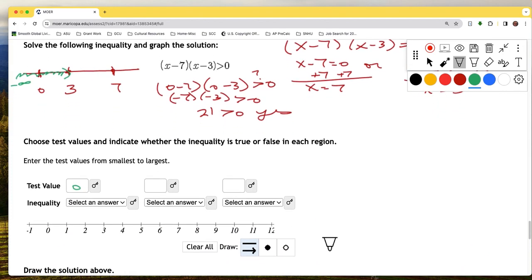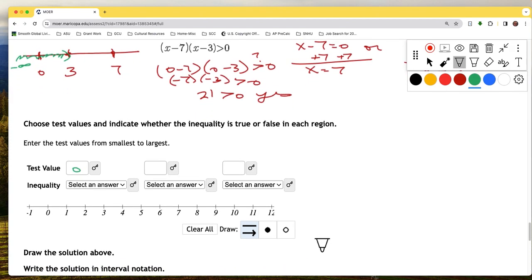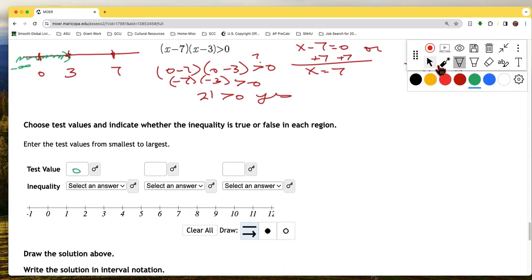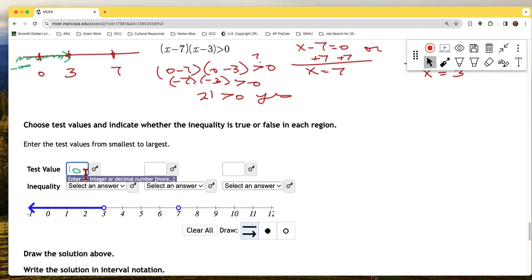Okay, so they got us going here. I'm going to draw the solution above. So 3 and 7 are open circles, right? Those are not included. We just did it. We tested 0, so I'm going to go this way. Is included. Actually, I should probably put 0, I tested, and then it's true here.